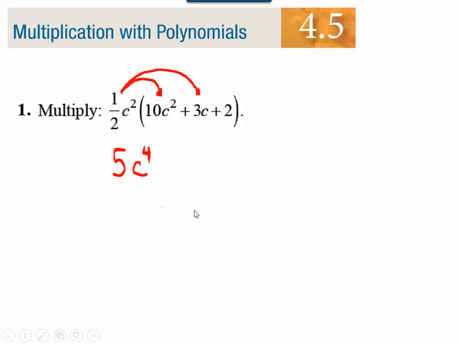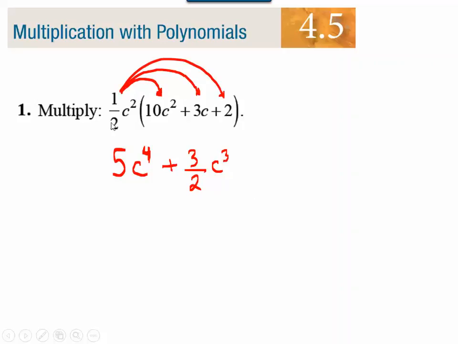Next one, ooh, that's no fun. 3 does not divide 2. So let's leave it as 3 halves. And c to the what? Cool, I go with 3, is that right? Because there's a little 1 here that we don't see. We assume the 1 is here, so 2 plus 1 makes the 3. So just adding exponents here.